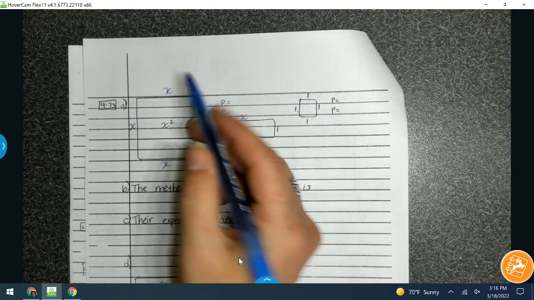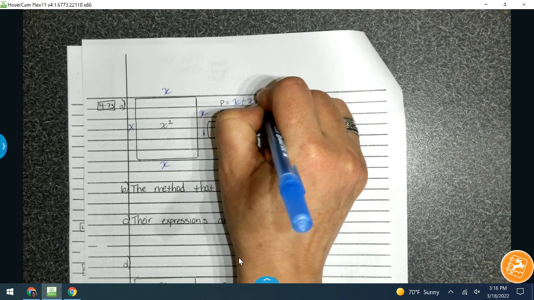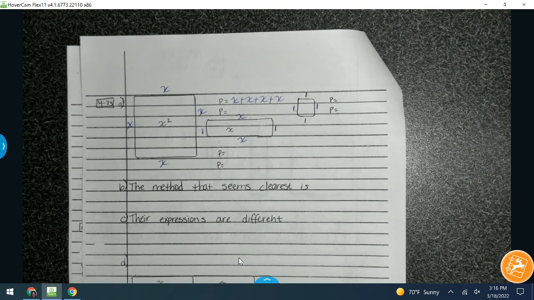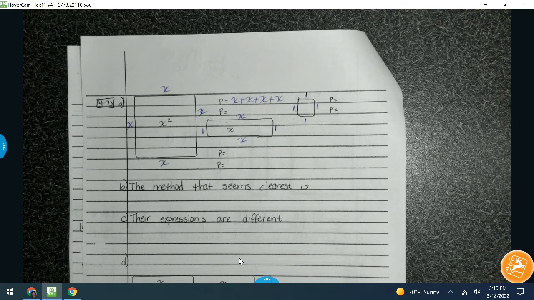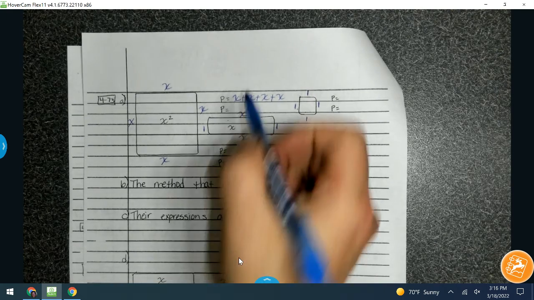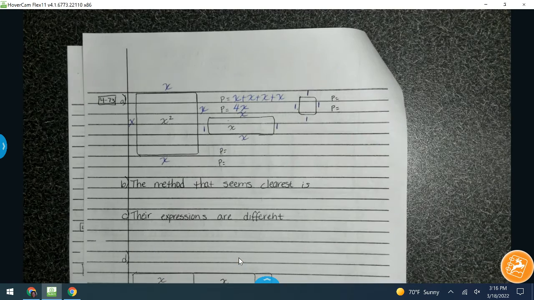So my perimeter right here, I have x plus x plus x plus x. Or if I add x plus x plus x plus x, I get 4x.